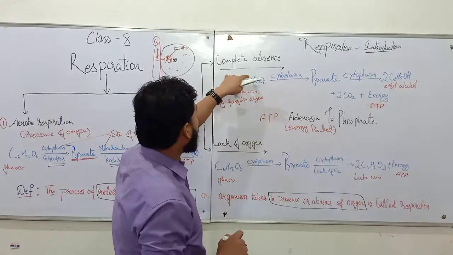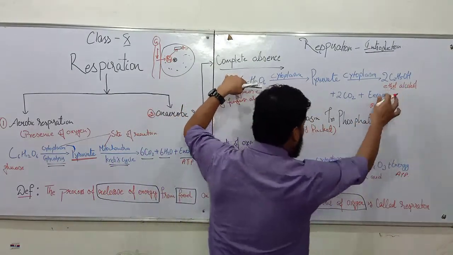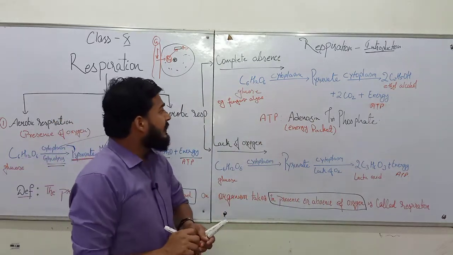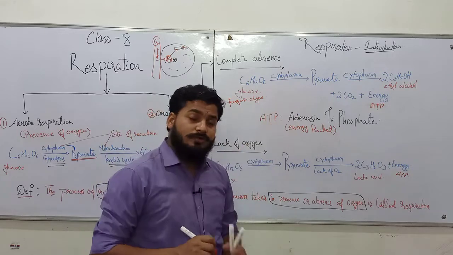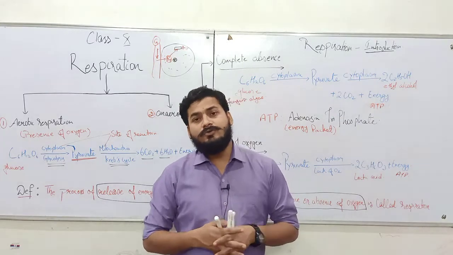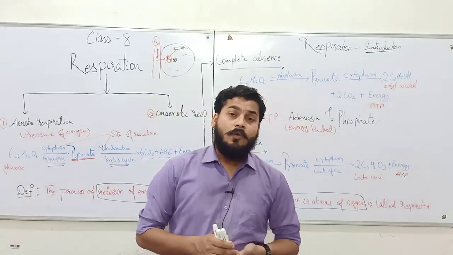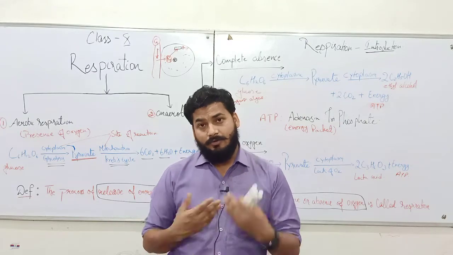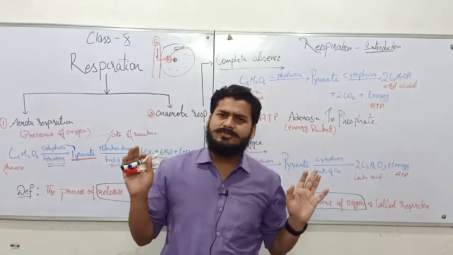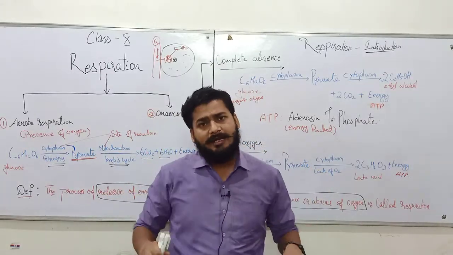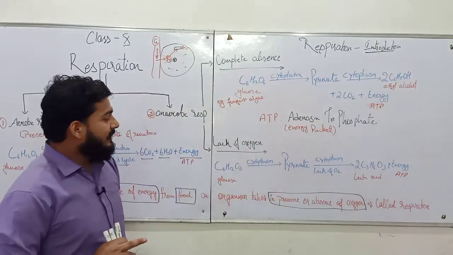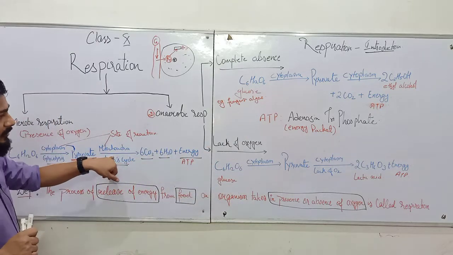The end product in this case is ethyl alcohol, and in this case it's lactic acid. We'll take examples. This is the condition used in the production of alcohol. When we need to produce alcohol, we use enzymes, algae or fungi which can convert glucose into alcohol, and that reaction takes place in the absence of oxygen. This is a complete absence of oxygen. Oxygen is not required at all in this condition, but in this condition oxygen is required, here in the mitochondria.